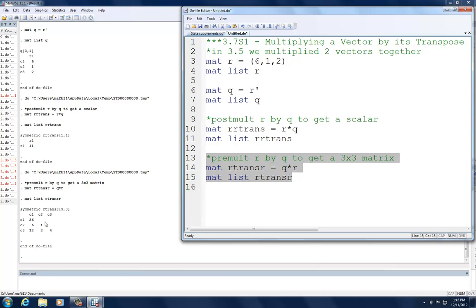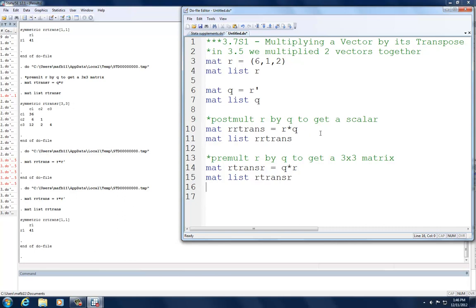Now, as you notice, I know it's hard to see. I tried to make the font bigger, but it wouldn't work. But because this is a symmetric matrix, Stata just gives you what you actually need. It gives you the lower triangle. So you'll have 36 in the first row, first column, and then you just kind of flip it over, and then you'll have 6, and then 12. Like that.